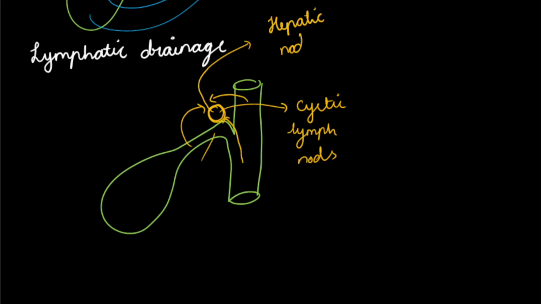So in case of any inflammation in the gallbladder, like in cholecystitis, the cystic lymph nodes are always inflamed. And the lower part of the bile duct gets drained into the lower hepatic and upper pancreatico-splenic nodes.